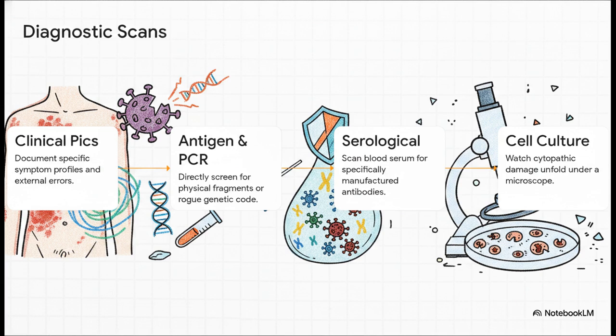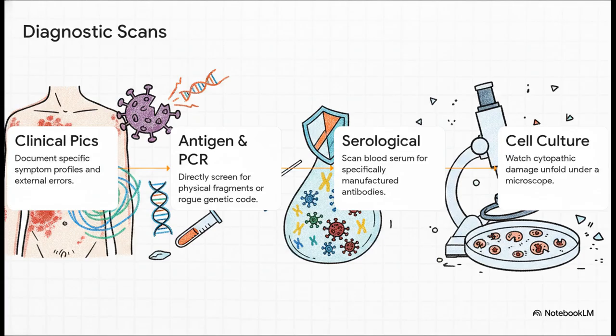Step 2 is direct antigen and PCR screening. This is where we scan for physical viral fragments or amplify the virus's genetic code so we can actually see it. Step 3 is serological antibody screening. Here, we're checking the patient's blood serum to see if their immune system has manufactured specific antibodies tailored to fight that exact threat.